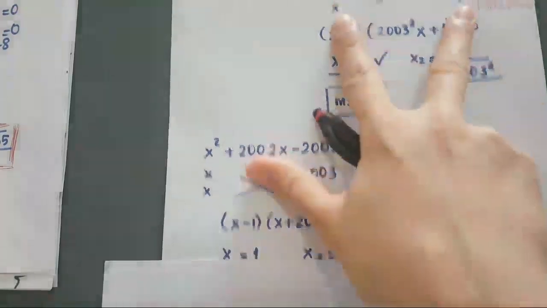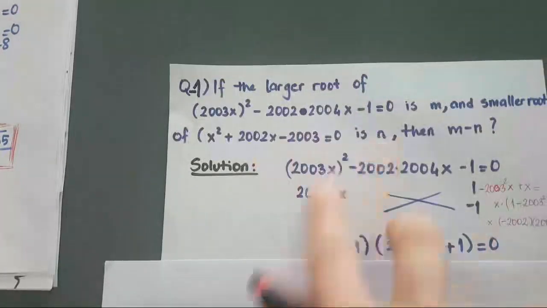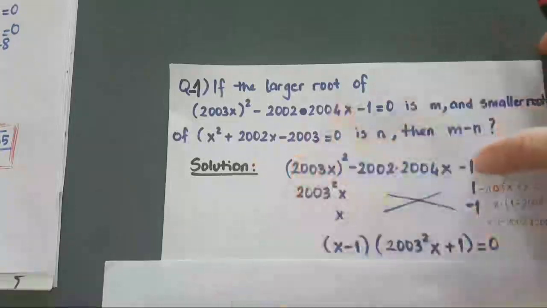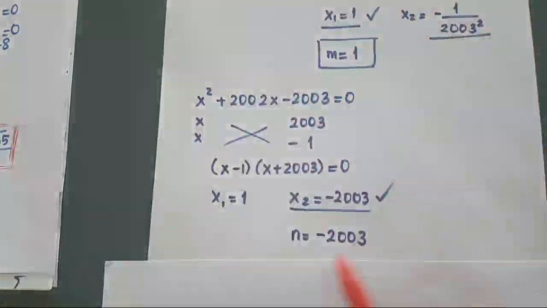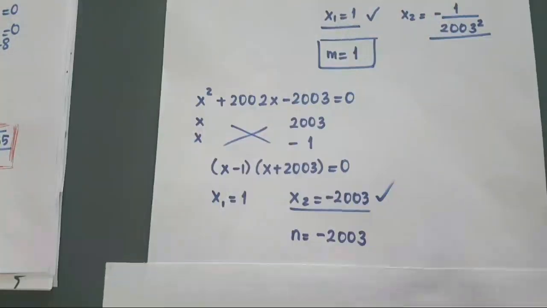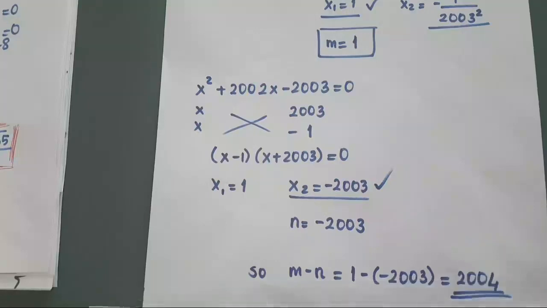Let's go back. What did they ask me for the second one? They asked me for the smaller root. n has to be the smaller root. Let's check which is smaller. The negative one is smaller. n is negative 2003. And the question asks m minus n. Let's calculate it, the easiest part left. m minus n is equal to 1 minus negative 2003, which is 2004. This was an easy problem. Any question?